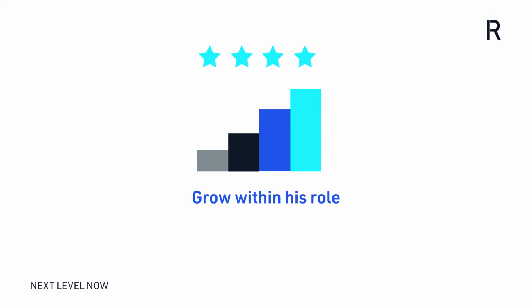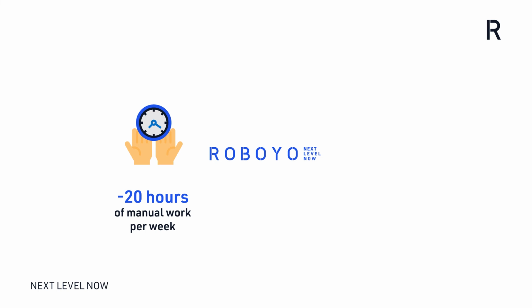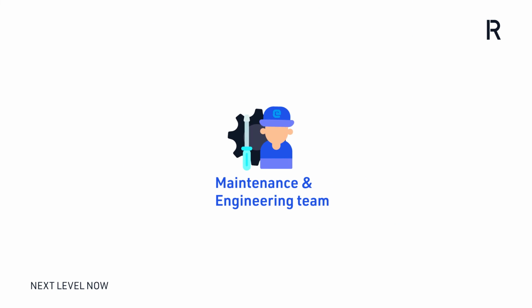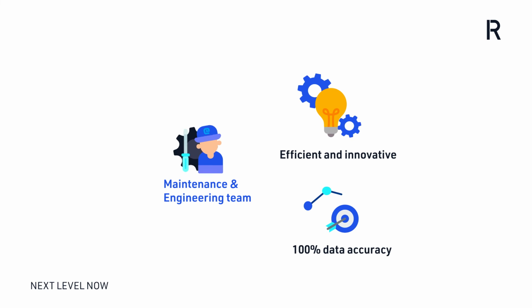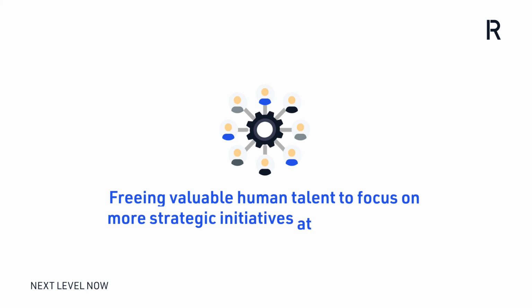By automating this crucial process, Roboyo helped our client free up to 20 hours of manual work per week, creating up to 1,040 hours of additional efficiency per year in this process alone, assisting our client's maintenance and engineering team with a more efficient and innovative method to perform this process, while ensuring 100% data accuracy, and most importantly, freeing valuable human talent to focus on more strategic initiatives at the enterprise.